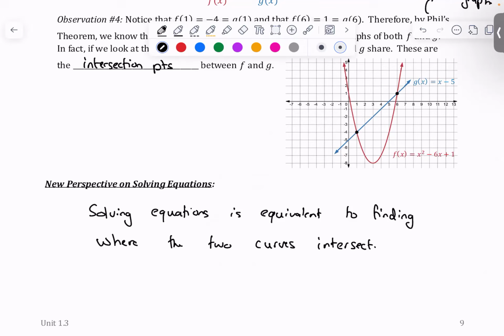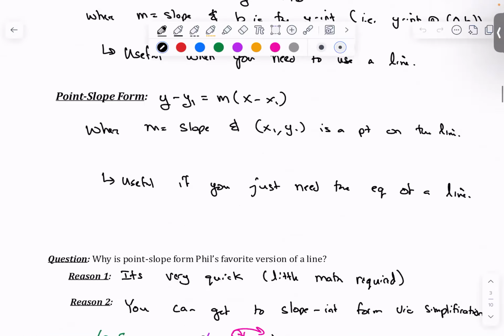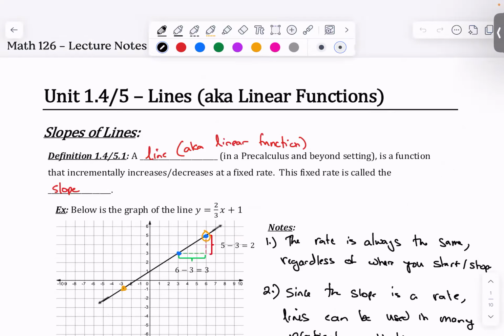But in addition, it will help you a lot in your future math courses. In Math 182, you talk about areas and volumes between 2 curves. And in order to find those out, you need to know where the 2 curves intersect, which is precisely where you set the functions equal to each other. Okay. Now, unless there's any questions on that, on to lines.